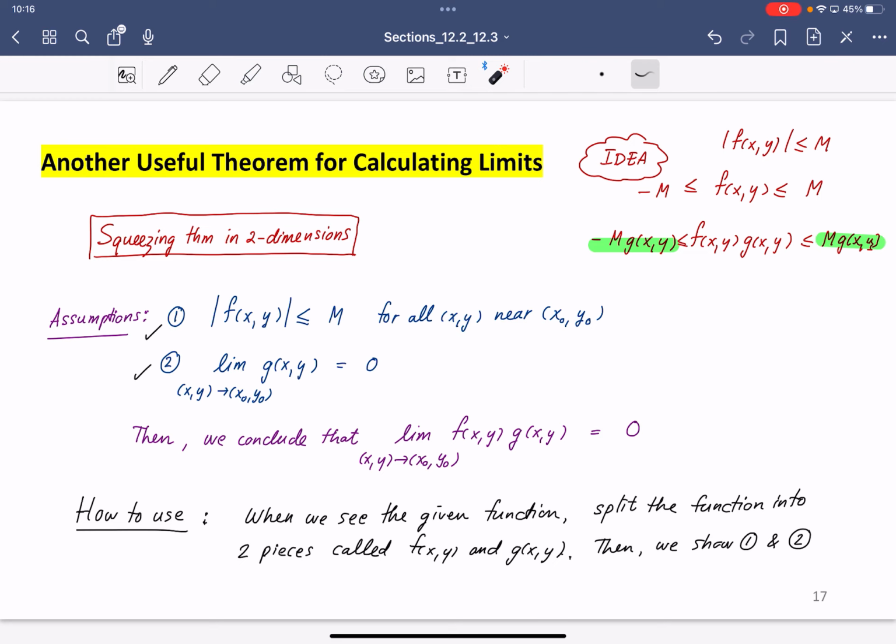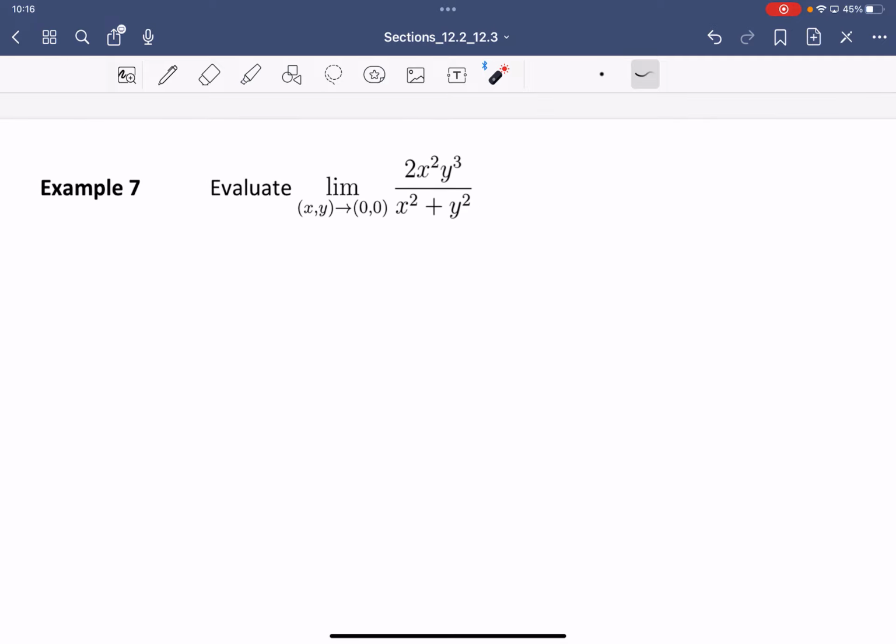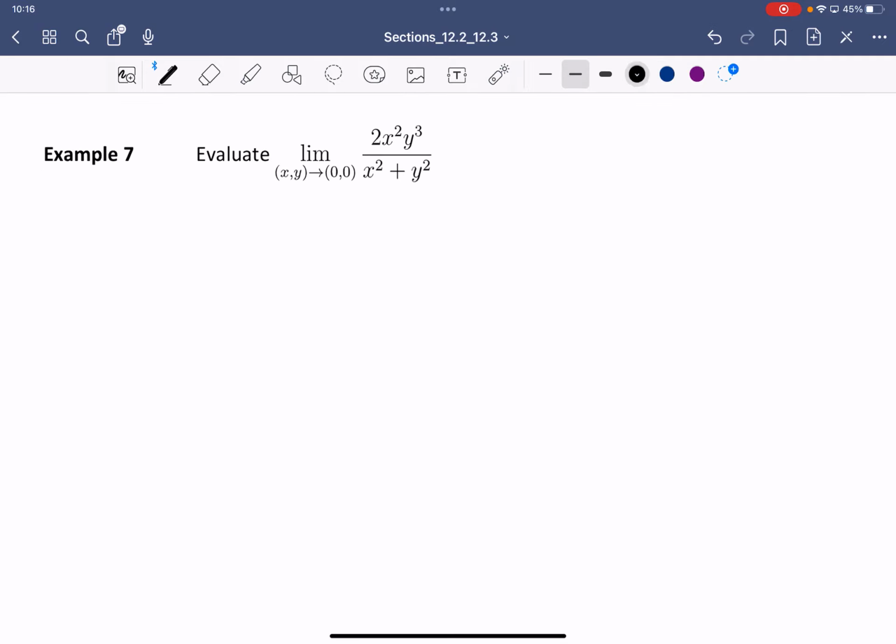Alright, so let's do the example. We have the limit as (x,y) goes to (0,0) of 2x squared y cubed over x squared plus y squared. First of all, we try to plug in the limit here. So at (0,0), you plug in 0 inside there, and you get 2 times 0 squared, 0 cubed, over 0 squared plus 0 squared. So it's actually 0 over 0.